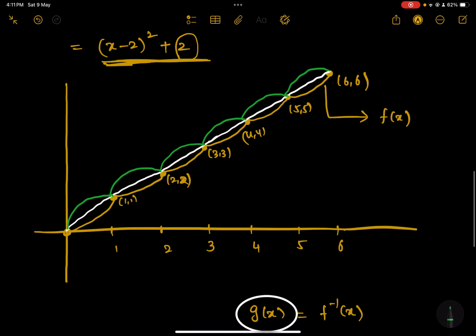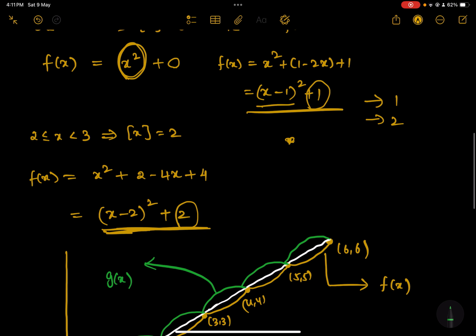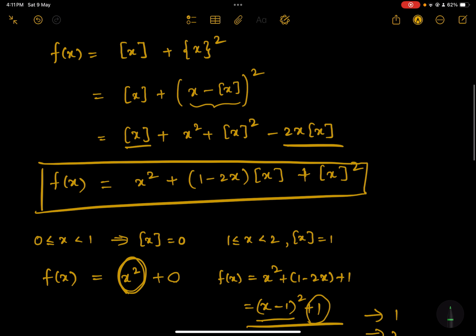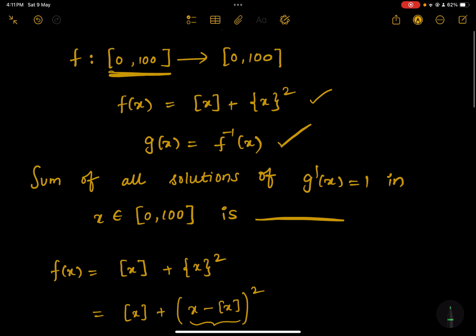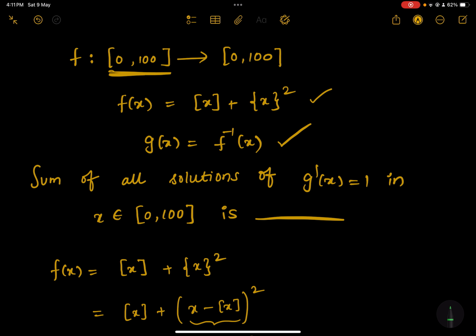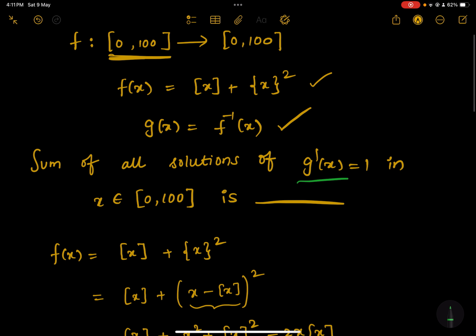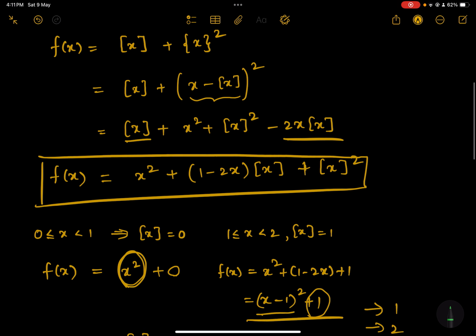So therefore, finding the algebraic expression for g of x is difficult, but graphically this is what g of x looks like. All right, now let us proceed. Number of solutions of g dash of x equals 1. So g dash of x has to become 1, sum of all solutions.